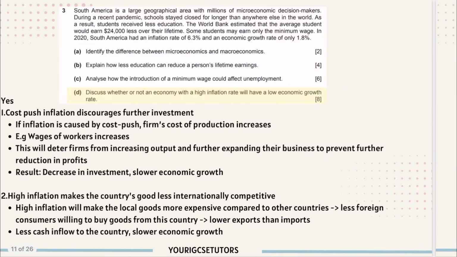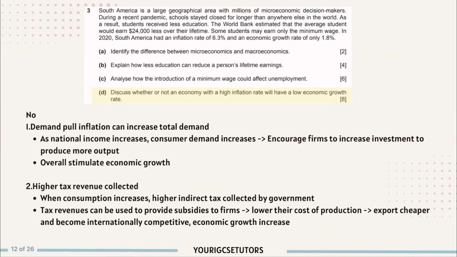So let's see the against side. First point, demand pull inflation can increase total demand. Yes. So as national income increases, GDP increases, the consumer demand increases. So which encourages firms to increase investment to produce more output. Therefore, this stimulates the overall economic growth.